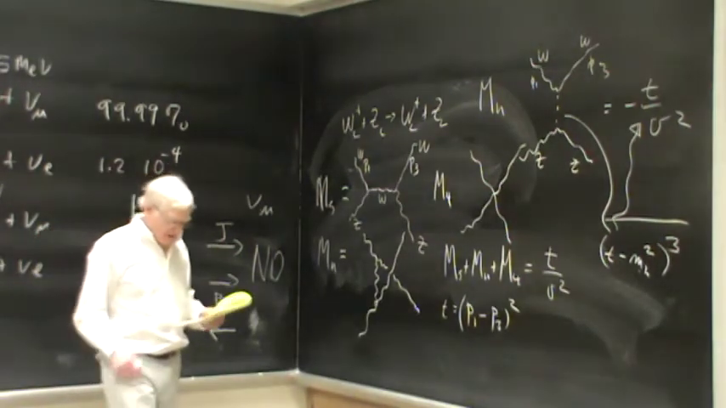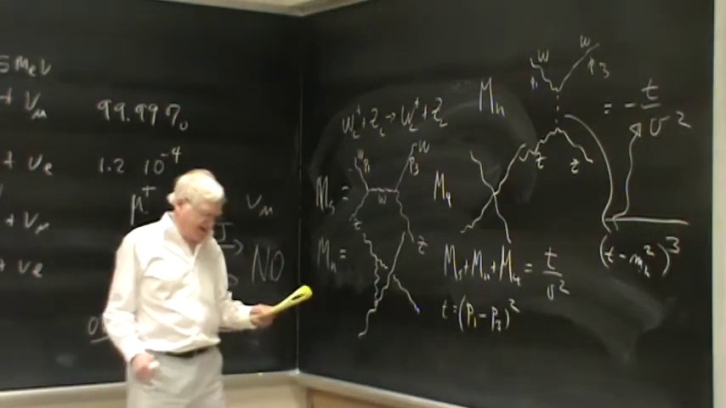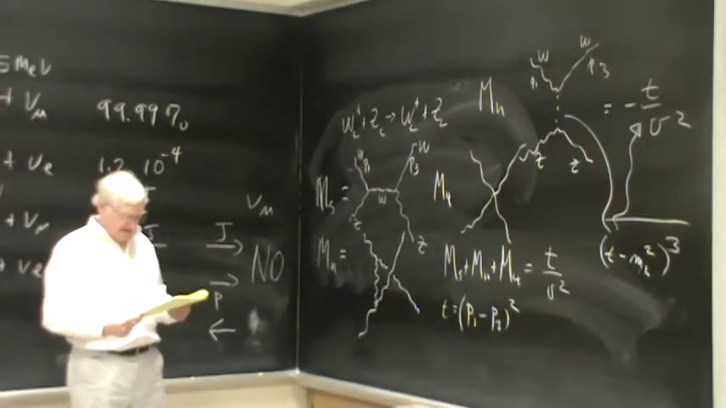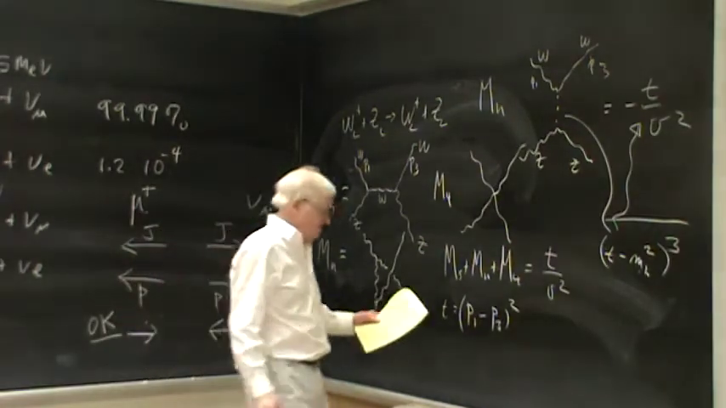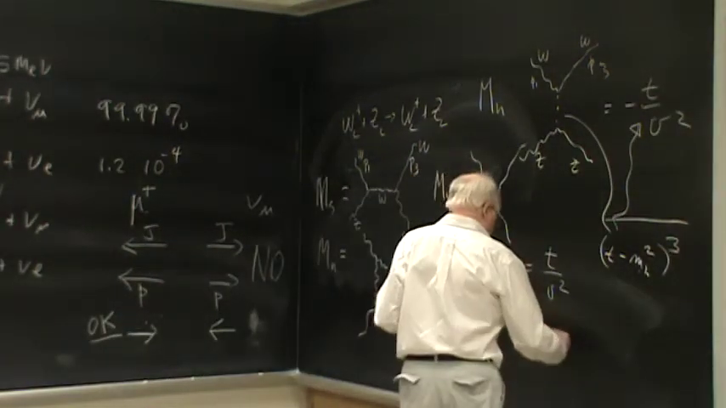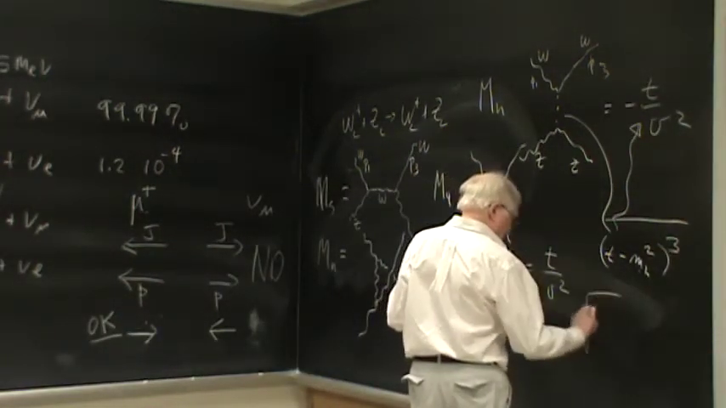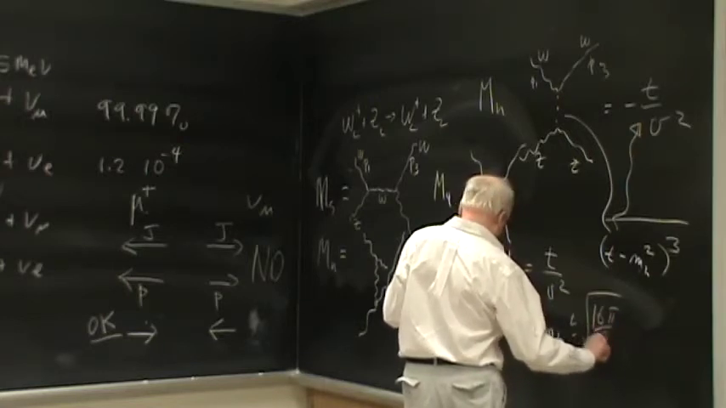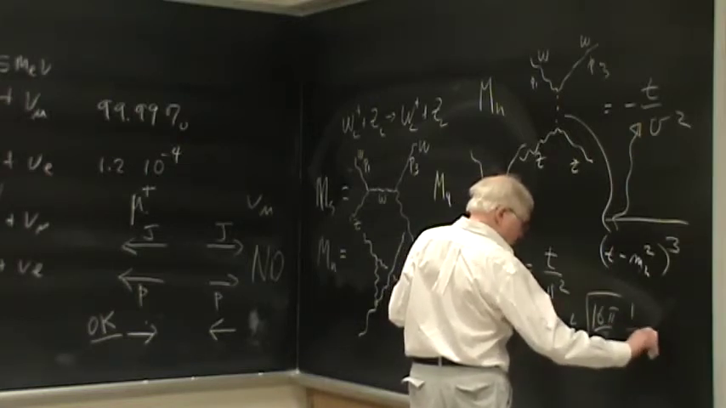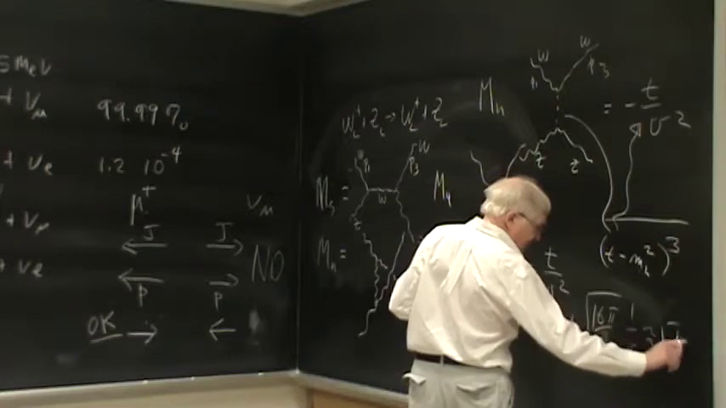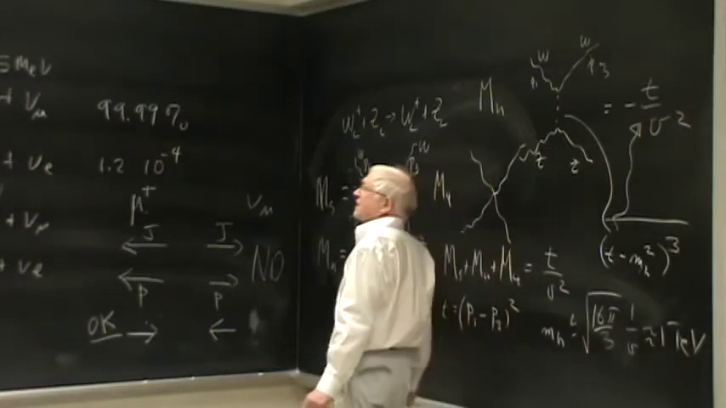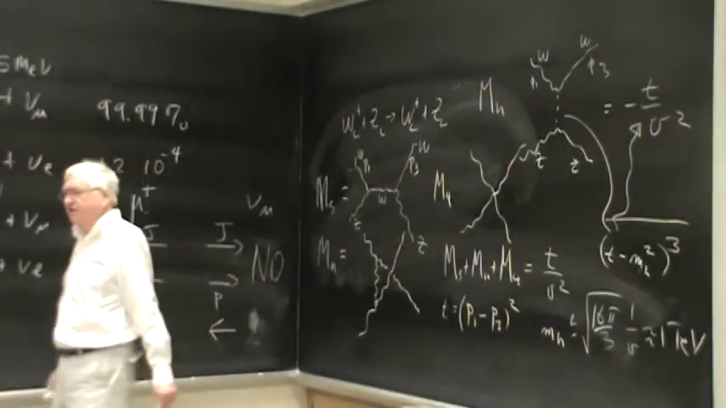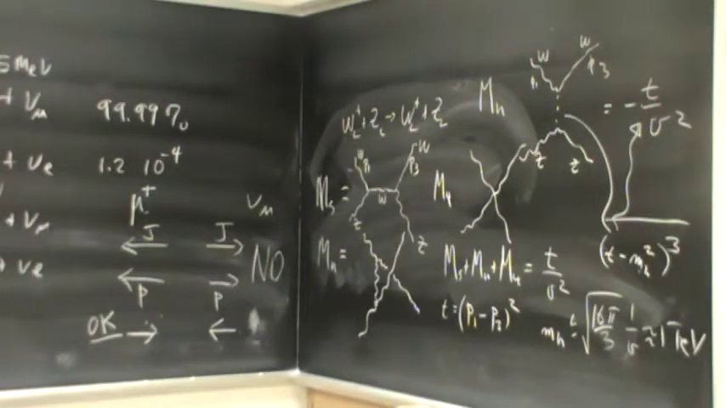And the people who published that were Lee, Quigg, and Thacker. What they showed was that the mass of the Higgs had to be less than or equal to something like 16 pi over 3, 1 over v, which is on the order of 1 TeV. So their upper bound was high by a factor of 10, or maybe 7 or 8, but still it was a ballpark estimate.